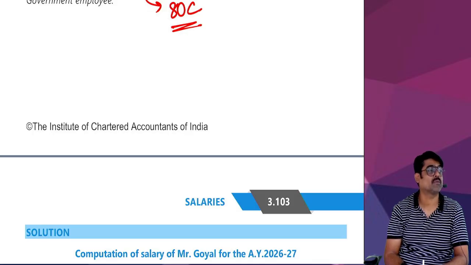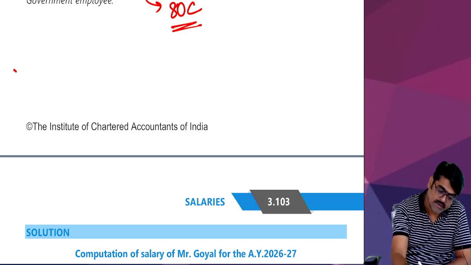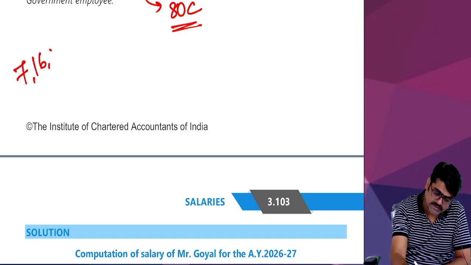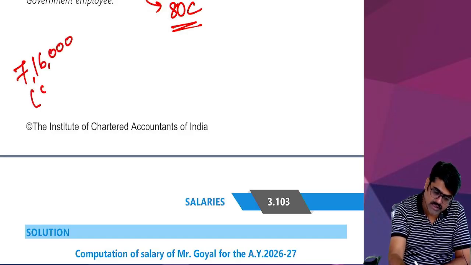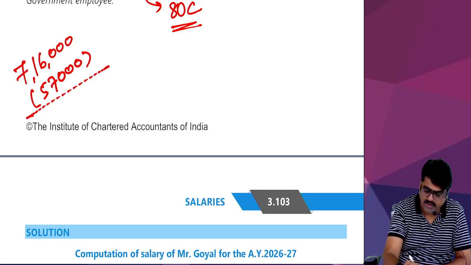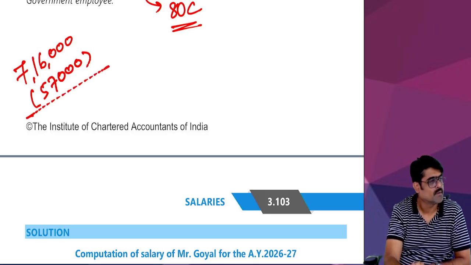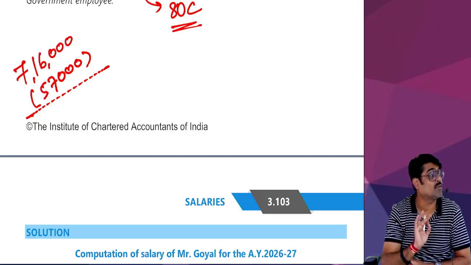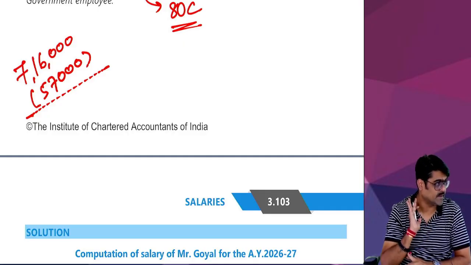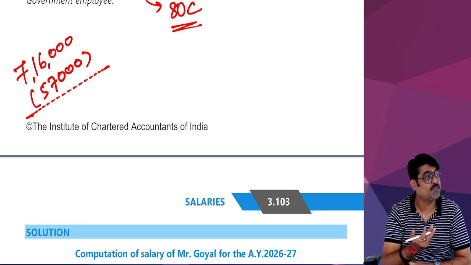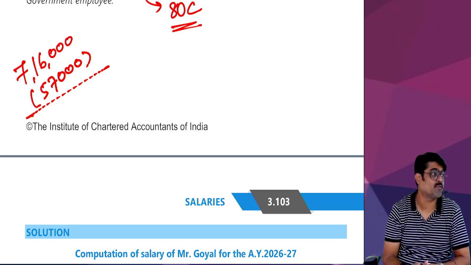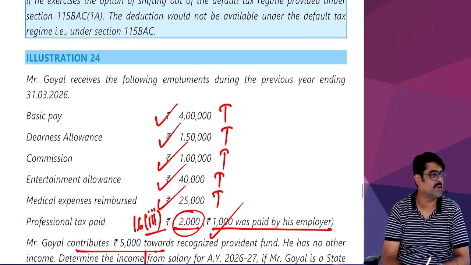So take the deduction 57,000 out of your gross taxable salary. What was your gross taxable salary? 7 lakh 16,000 was your gross taxable salary, and you have taken a deduction of 57,000. How much is the final amount? 6,59,000 will be your net taxable salary, meaning income under the head salary. Yes or no?